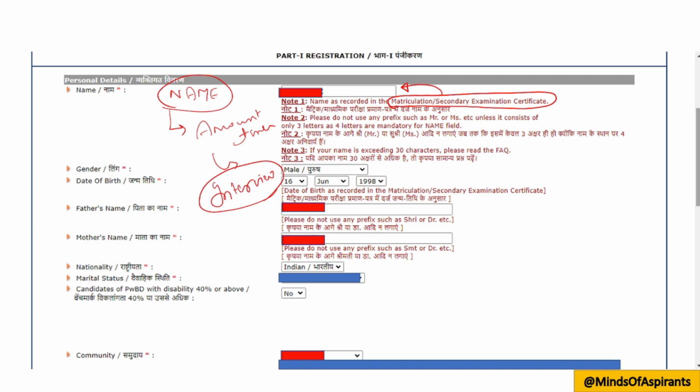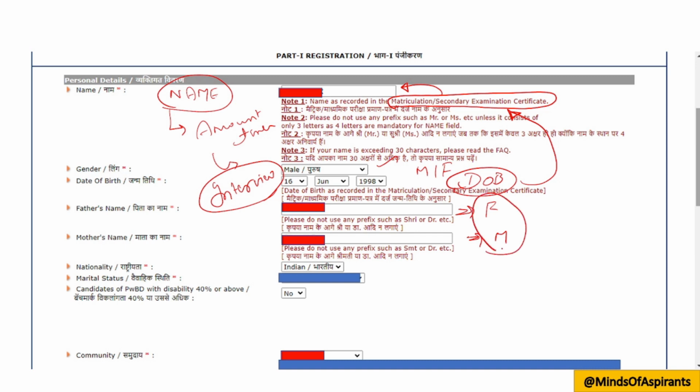This happens to everyone. You cannot have everything perfectly. If you are having some name discrepancy, don't worry. Just fill what is there in the matriculation certificate and start preparing for the examination. Next is gender, whether you are male or female, then date of birth. Give the date of birth which is there in the certificate. They will ask for this date of birth, and the same way your father's name and mother's name.